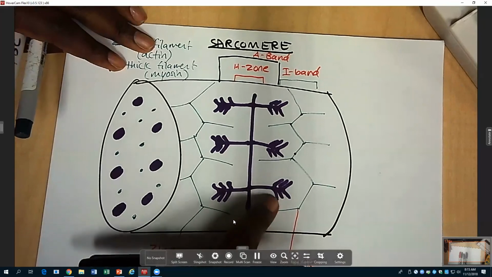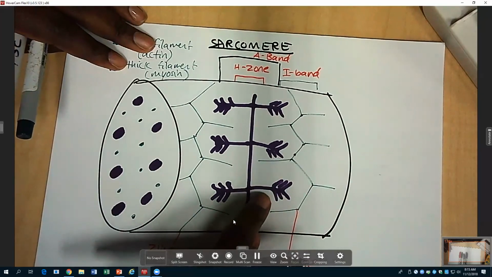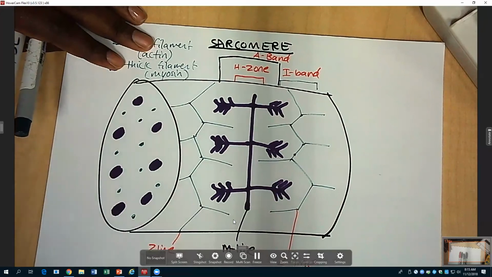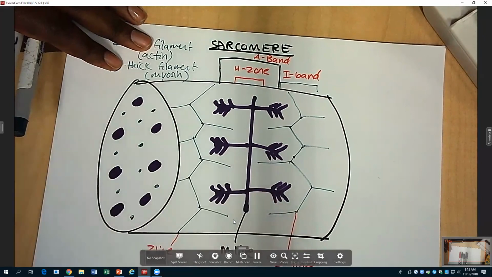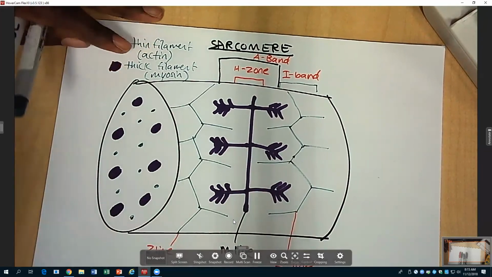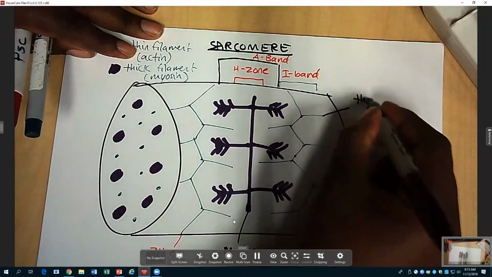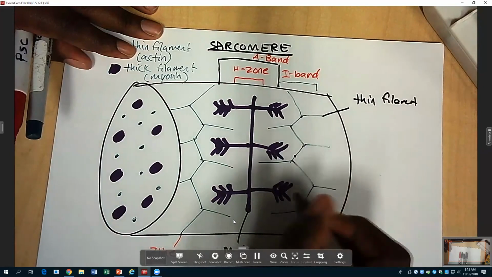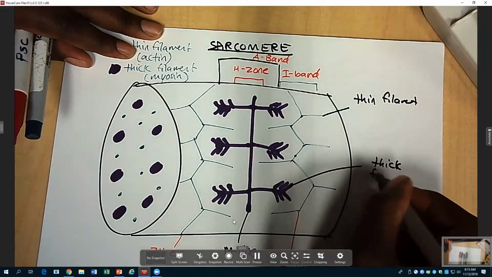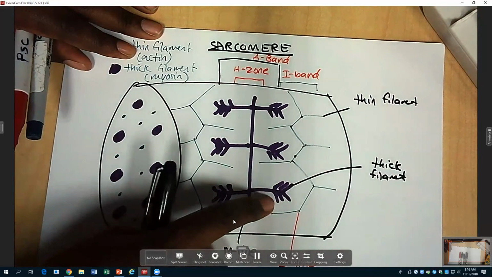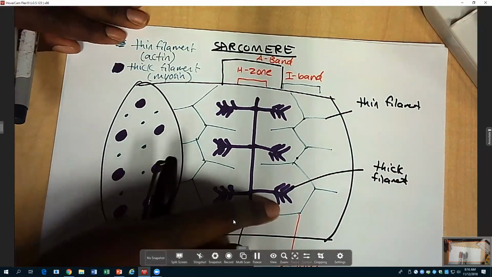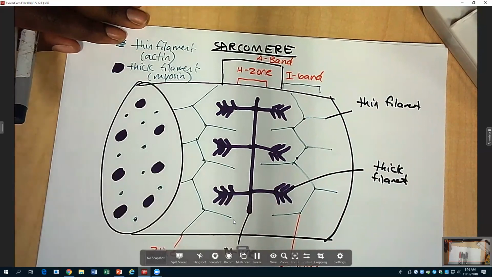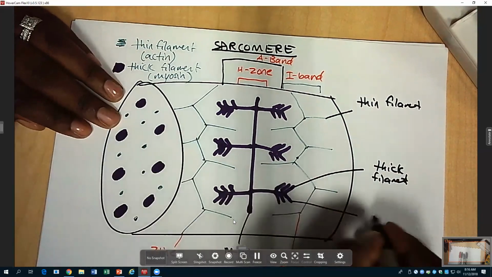Now, if we look at the head of the myosin filaments, and I'm going to use myosin filaments interchangeably with thick filaments, they're the same thing. The thick filament is formed by myosin. Similarly, the thin filament is interchangeable with actin. The thin filament is formed by actin. Okay, so this is your thin filament, and this is your thick filament. Now, if you look at the head of the thick filament, there are some projections. And this is the outward sticking head of the myosin filament. I'm going to call that the cross bridge.